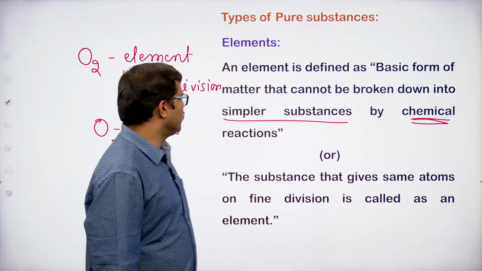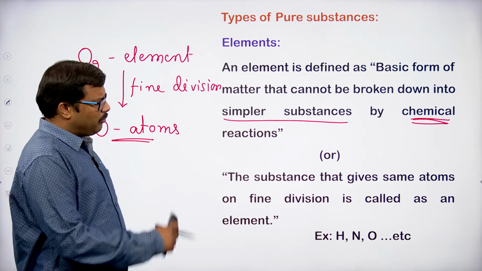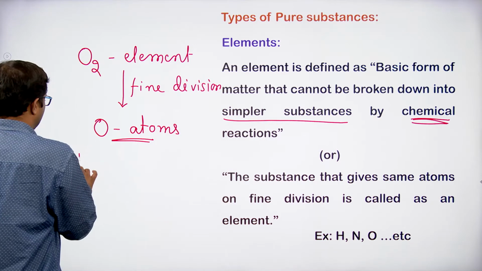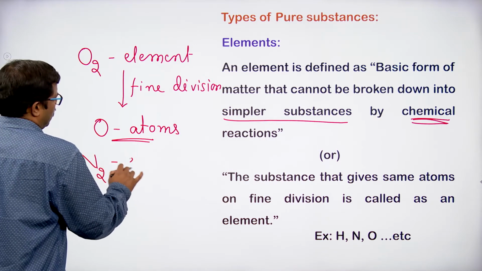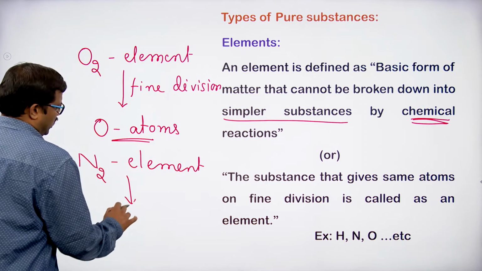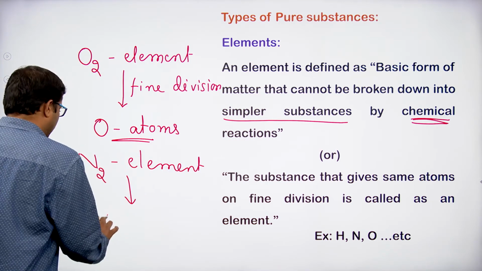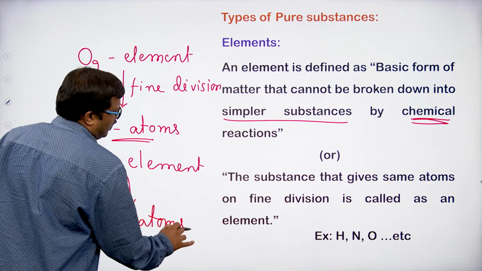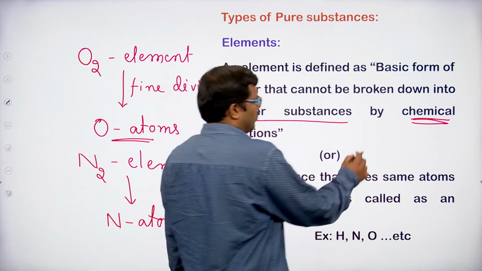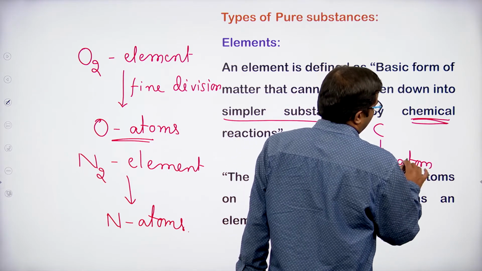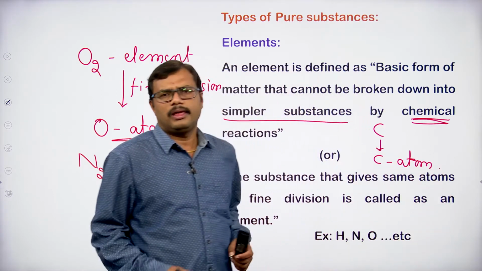Okay. Right. For example, you can take hydrogen, nitrogen, oxygen. Similarly, nitrogen in nature exists as N2, so we can take nitrogen as an element. When we go for further division of nitrogen, what do we get? We get only nitrogen atoms, not other atoms. Similarly, carbon on fine division will give only carbon atoms. So, automatically carbon is an element.